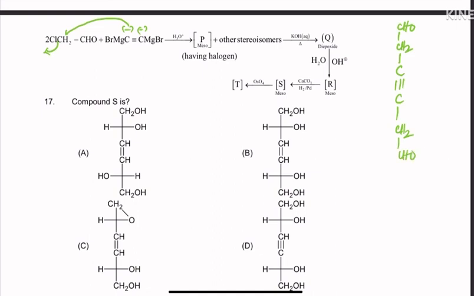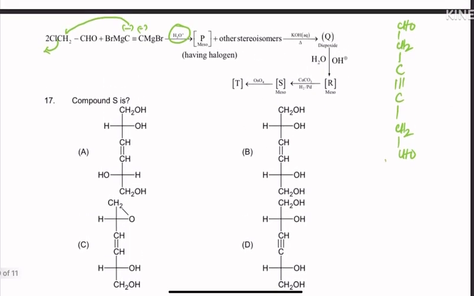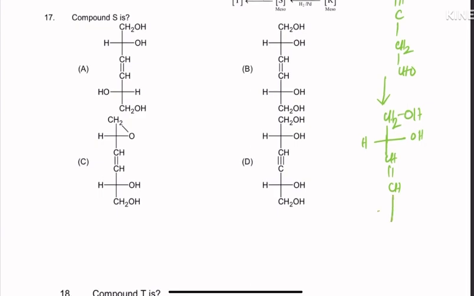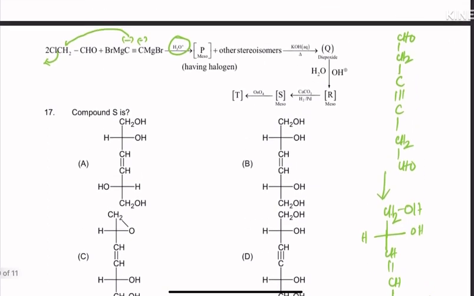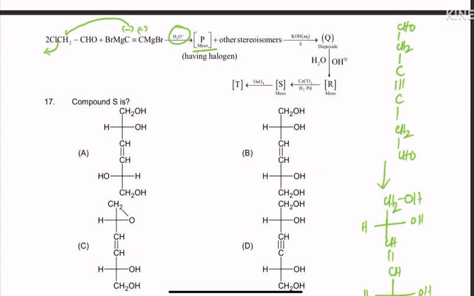Now see, if I add H3O plus, in this case it gets reduced and it will form CH2OH, HOH, CH double bond CH, HOH and CH2OH. See, there is a meso compound here.